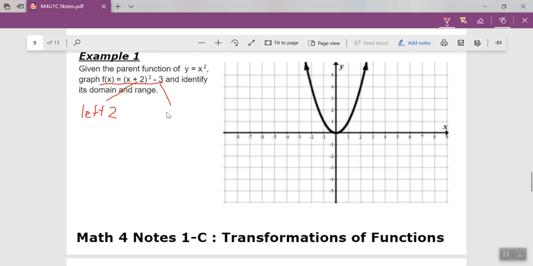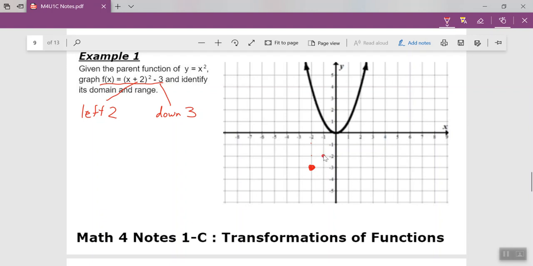And here we are going down 3. The number on the outside like that at the very end talks about up and down in terms of y. And so we haven't stretched or flattened or flipped or anything like that. So it is basically this parabola shifted over. Left 2 and down 3. 1, 2, 3. So my new vertex is right there.